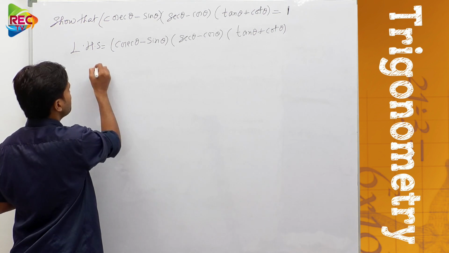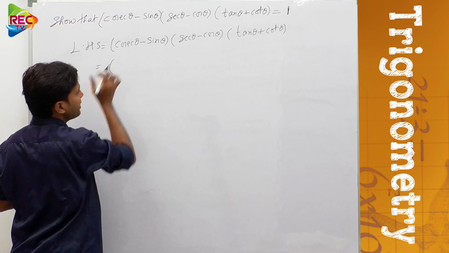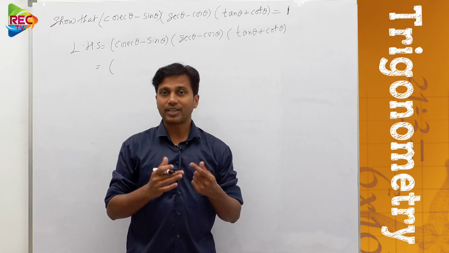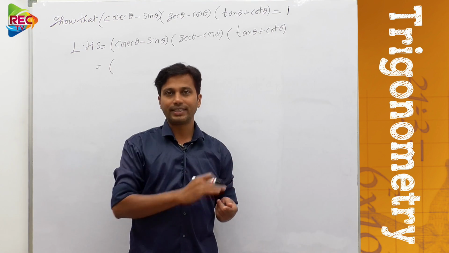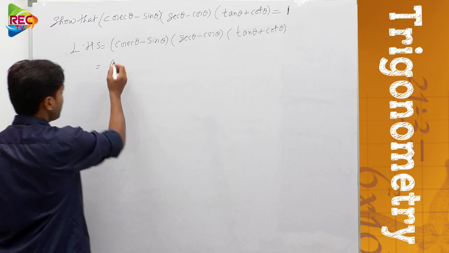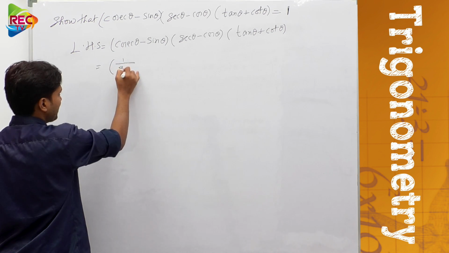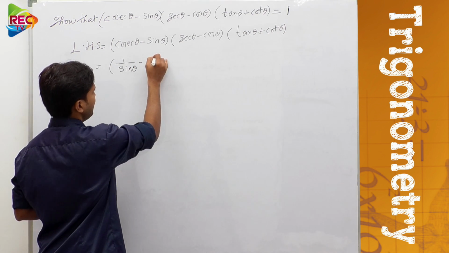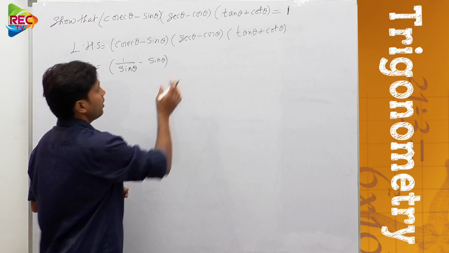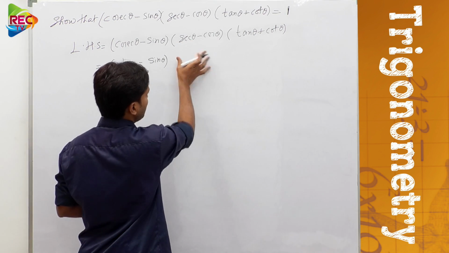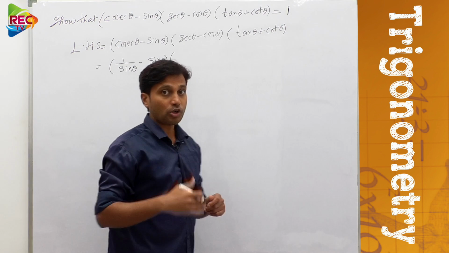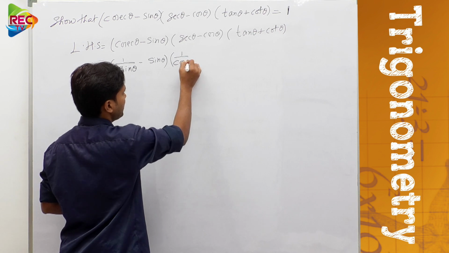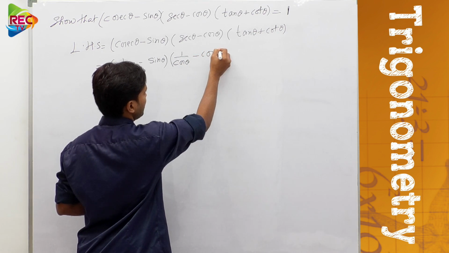Now consider the first expression, cosecant theta minus sin theta. What is cosecant theta actually? Cosecant theta is the reciprocal of sin theta, and sin theta is the reciprocal of cosecant theta, mutually. So cosecant theta can be written as 1 by sin theta, minus sin theta. Next, secant theta minus cos theta. Secant theta is the reciprocal of cos theta, so it can be written as 1 by cos theta minus cos theta.